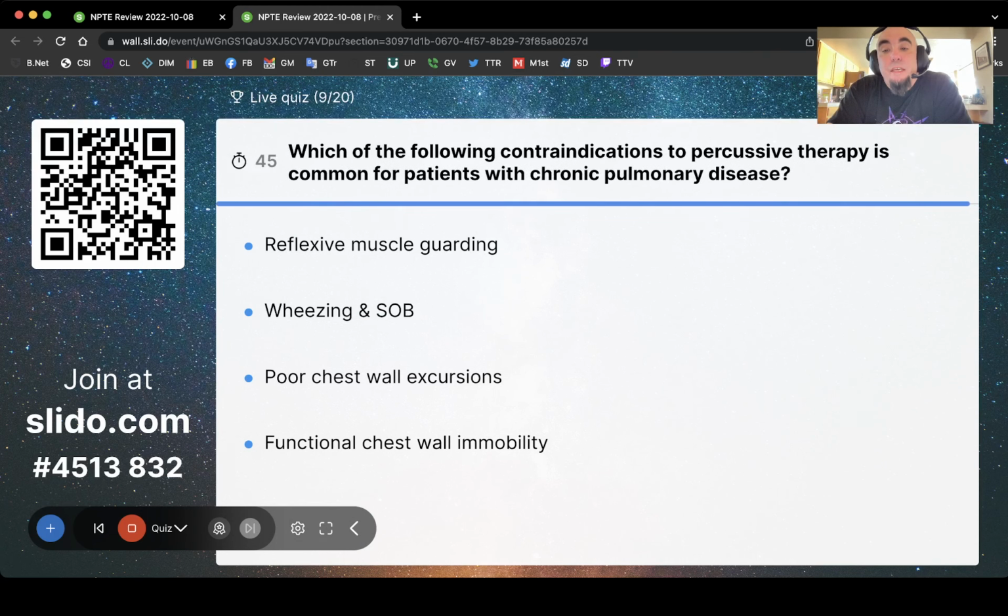Which of the following contraindications to percussive therapy is common for patients with COPD, with just chronic pulmonary disease? So again, contraindications: reflexive muscle guarding, wheezing short of breath, poor chest wall excursion, or functional chest wall immobility. Give a few seconds to kind of think through that.